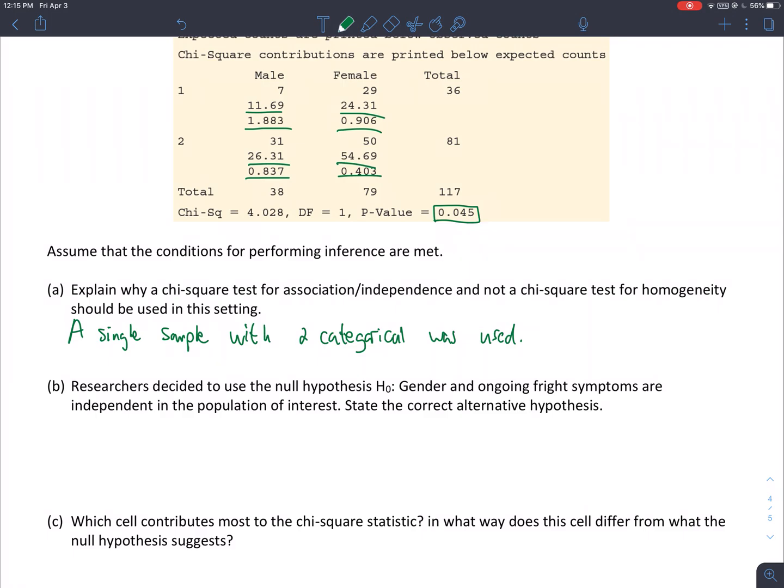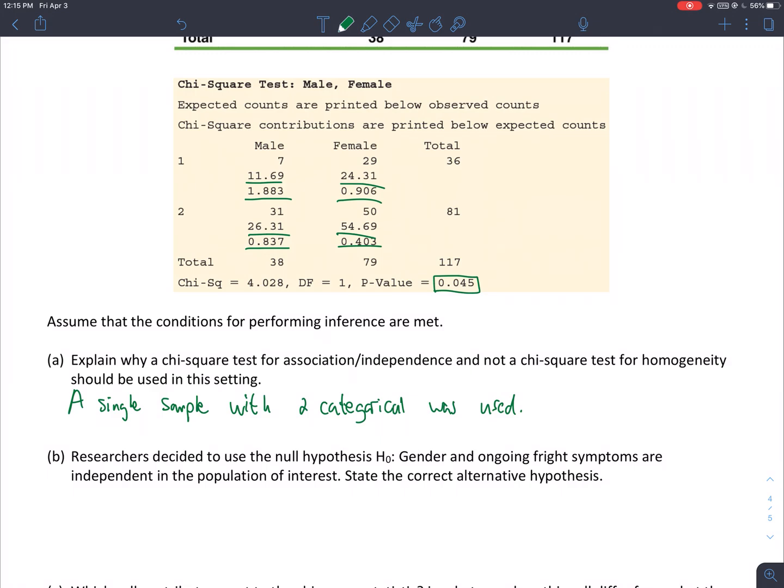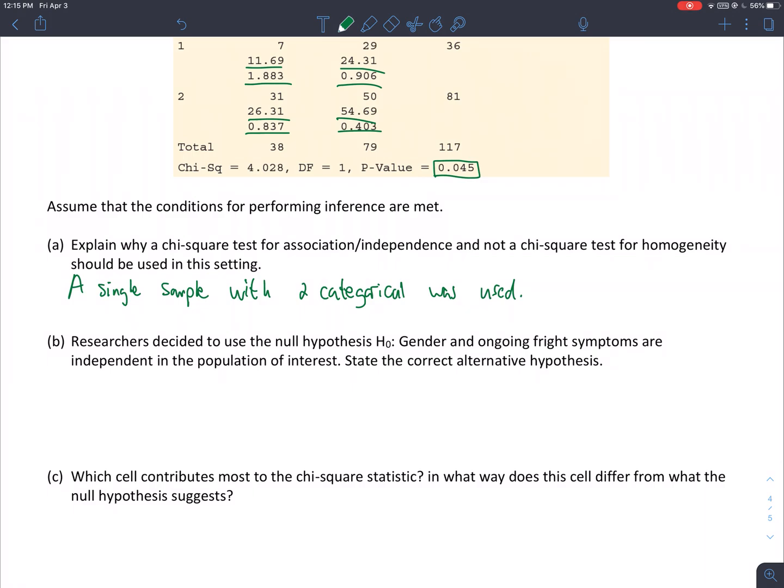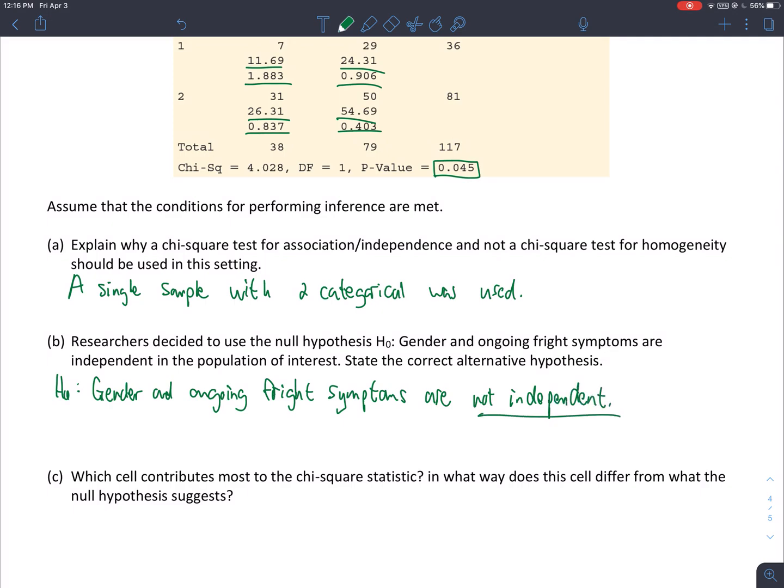Researchers decided to use the null hypothesis: gender and ongoing fright symptoms are independent. State the correct alternative hypothesis. Really? This is the question? Alternative hypothesis: gender and ongoing fright symptoms are not independent. I'm sure if you just wrote dependent, that should also cut it. I'm not sure if that's really taboo.